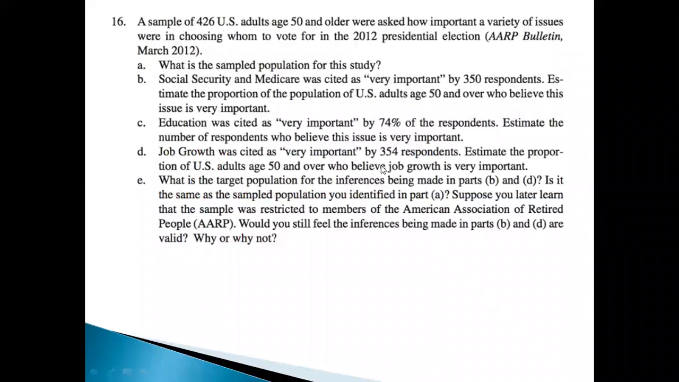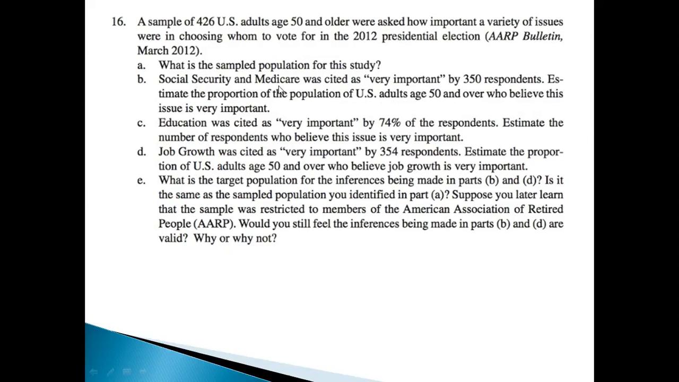All right, the next one: a sample of 426 U.S. adults aged 50 and older were asked how important a variety of issues were in choosing from whom to vote for in the 2012 presidential election. A, what is the sampled population for this study? Well, that's just going to be the 426 U.S. adults aged 50 and over.